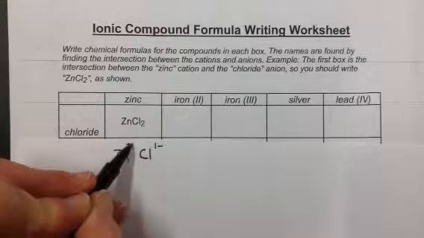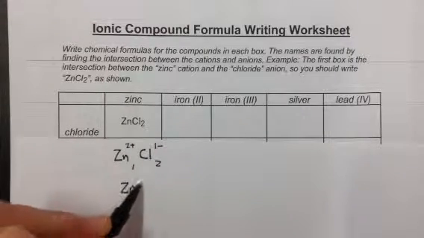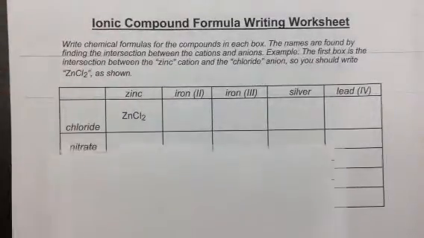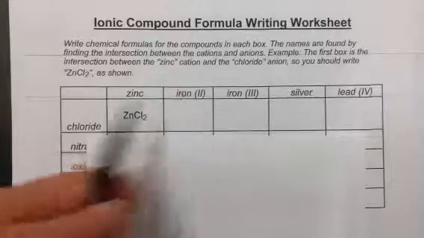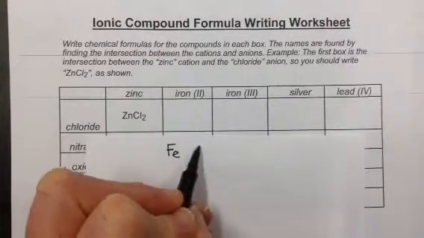So zinc, we do the swap. This would be ZnCl2, just like the example. Now this one's a little bit harder. We have iron and chloride. We'll put iron, Fe, chloride, Cl.